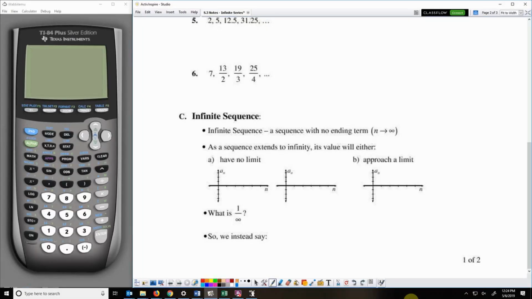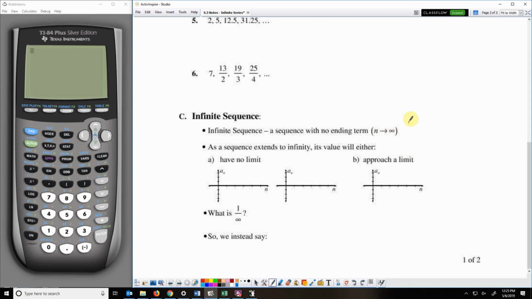We're going to talk about an infinite sequence. An infinite sequence is a sequence, which is just a list of numbers with no ending term. Each term number is represented by n. So n is 1, that's term 1. If n is 5, that's term 5. If n approaches infinity, that means we just keep going. There's never an ending term.